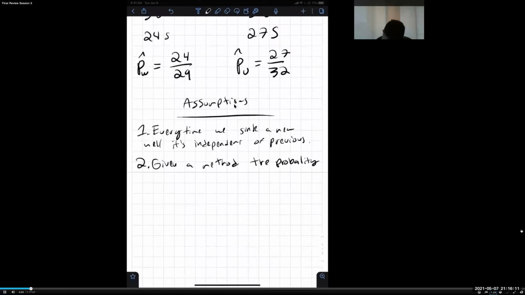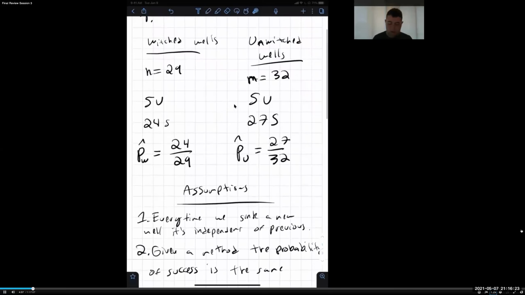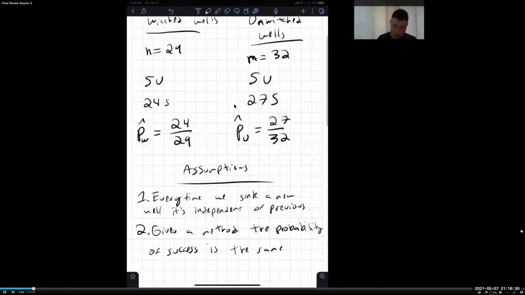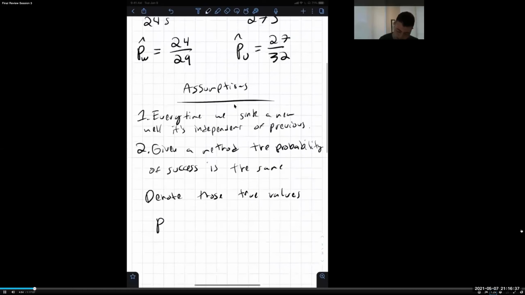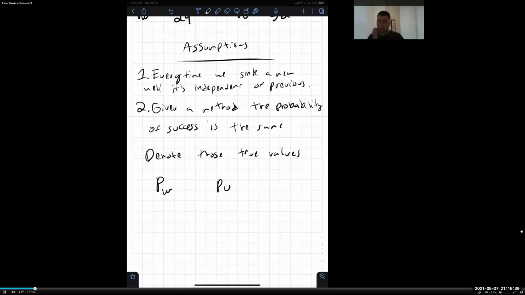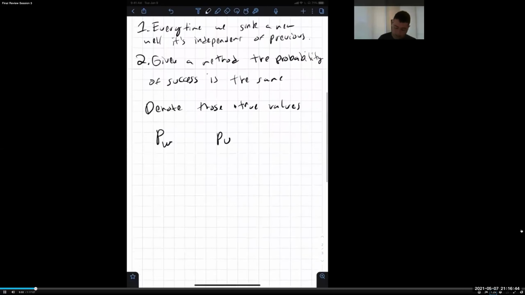So that means there's an overall probability, when I witch a well, that I get water or not every single time I go and sink a well, and same with unwitched, and they may or may not be different. So denote those true values, without a hat, PW and PU.